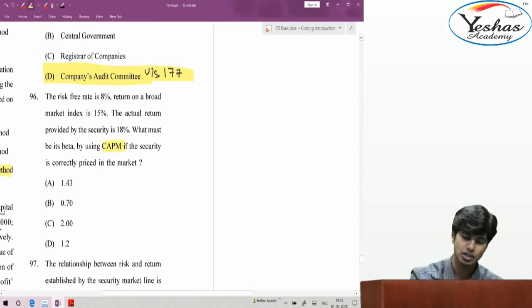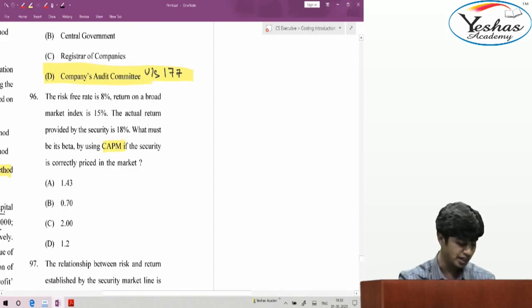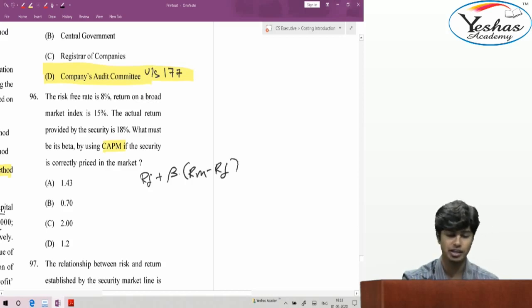Question number 96, CAPM model, a purely FM based question. So how do we find it? We basically find the return on an item as risk-free rate of return plus beta into market rate minus risk-free rate. So they've given the risk-free rate as 8%, plus beta. Beta is to be found. Oh, they've asked us to find the beta.